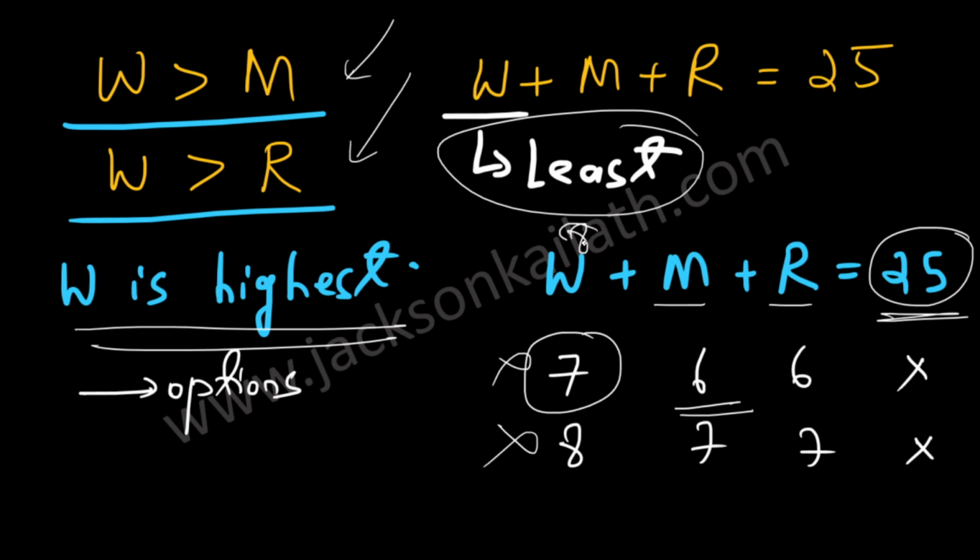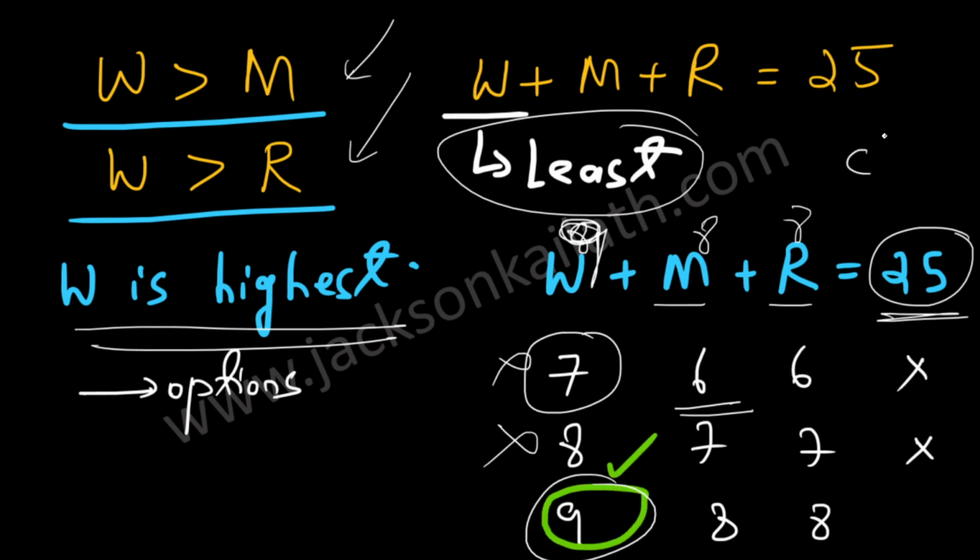Let's try 9. If W is 9, the greatest value I can give to M and R is 8. So 9, 8 and 8. If I add these up, 8 plus 8 is equal to 16 and that plus 9 is equal to 25. So yes, 9 is a possibility. Therefore, the correct answer is 9, which is answer option C.